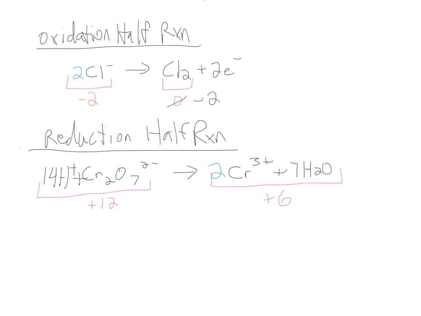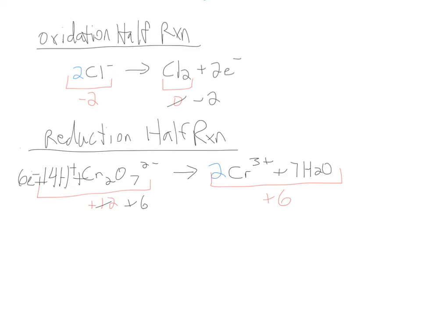We need to add electrons to make it balance. We can only bring charge down by adding electrons. You can never take electrons away or in some other way bring the charge up. So the difference between 12 and 6 is 6, which means we need to add 6 electrons to the left side of the equation. And in doing that, we've brought the charge on the left side down from a positive 12 to a positive 6, which means the left side and the right side have charges that match. They're not 0, but they match.